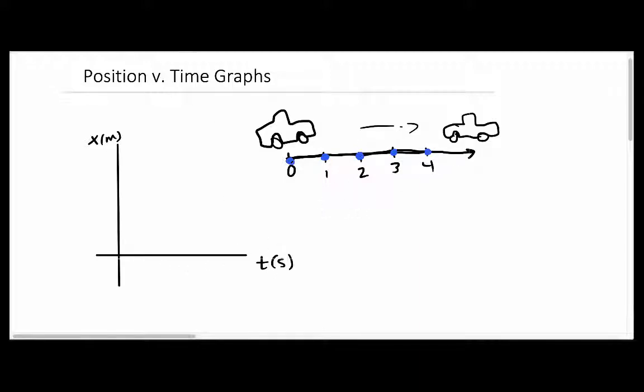So if I'm going to graph that, then at 0 seconds, it's at 0 meters. And then after 1 second, it's made it up to about 1 meter. And after 2 seconds, it's made it up to 2 meters. And after 3 seconds, it's made it to 3 meters. And 4 seconds, it's made it to 4 meters.